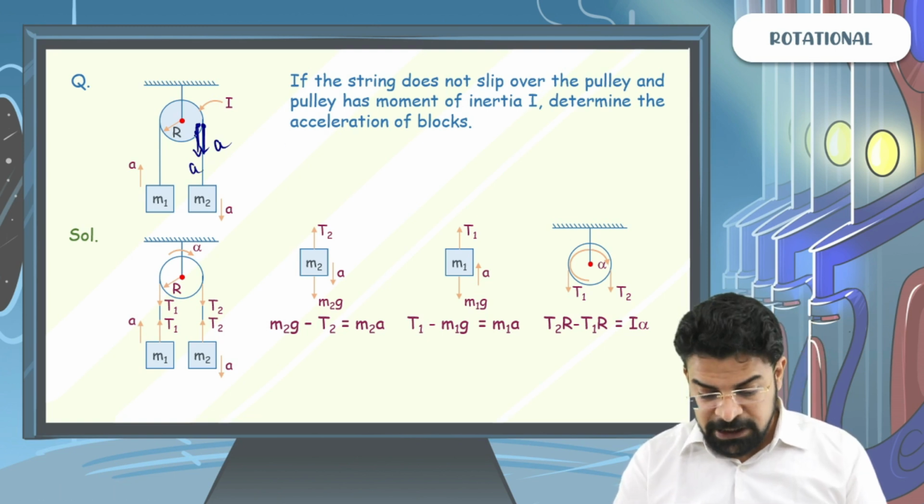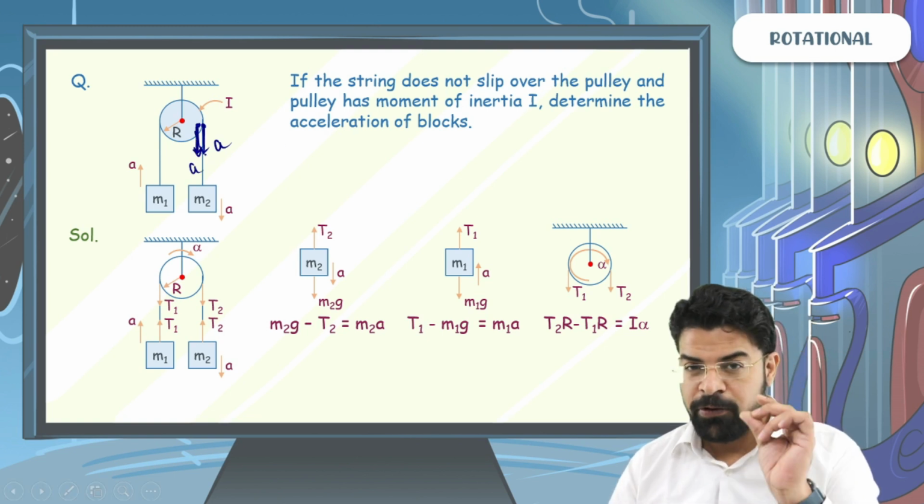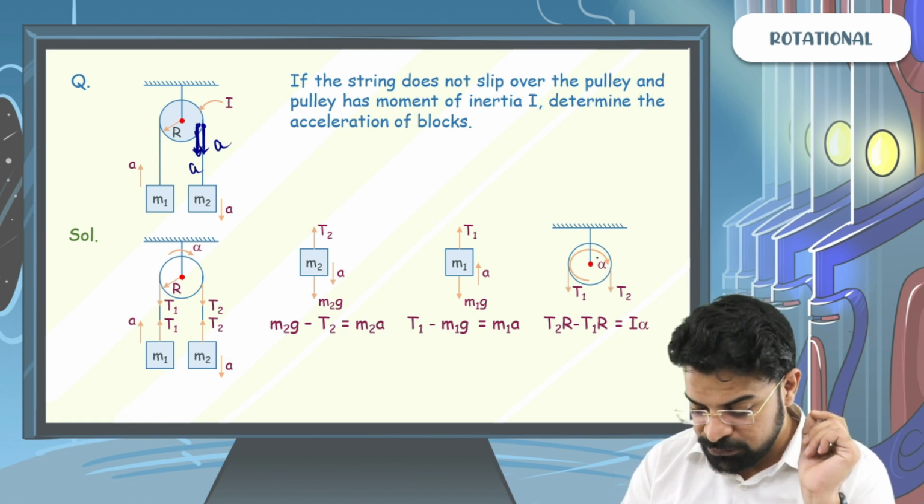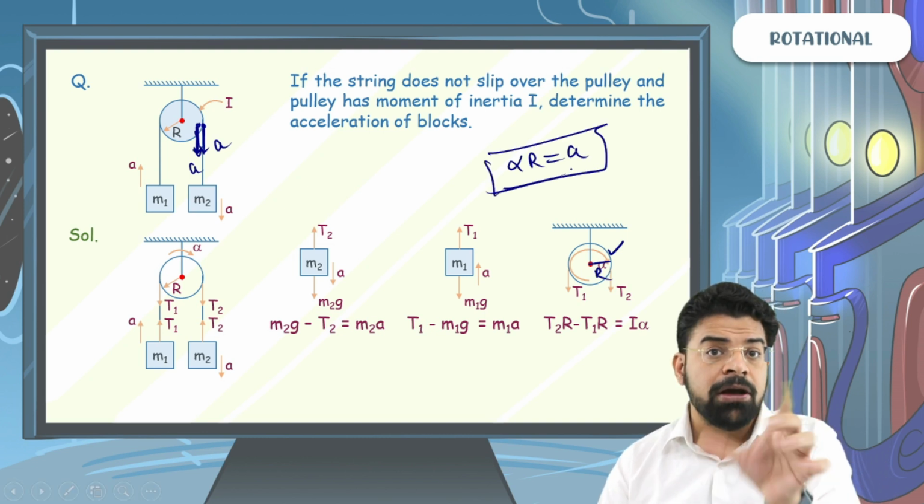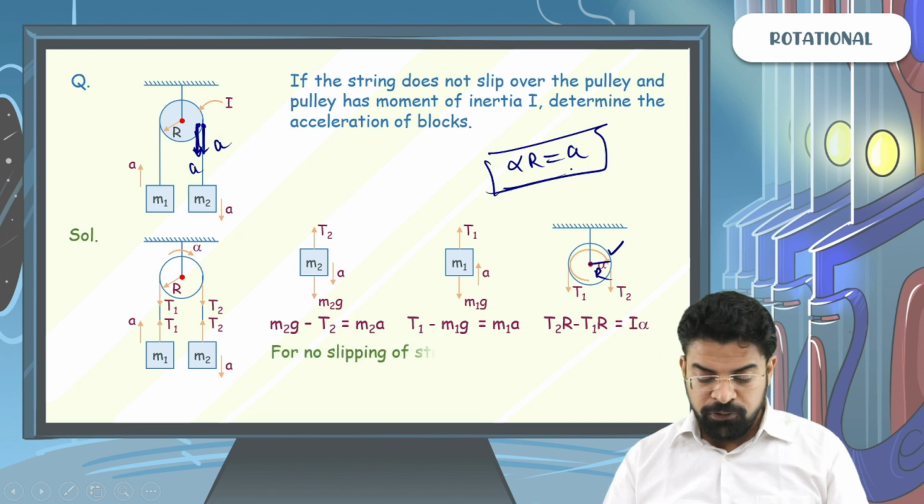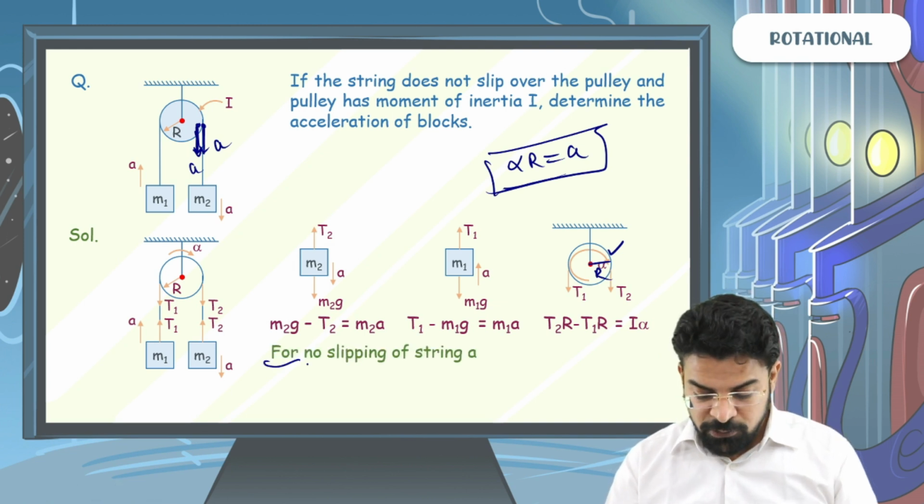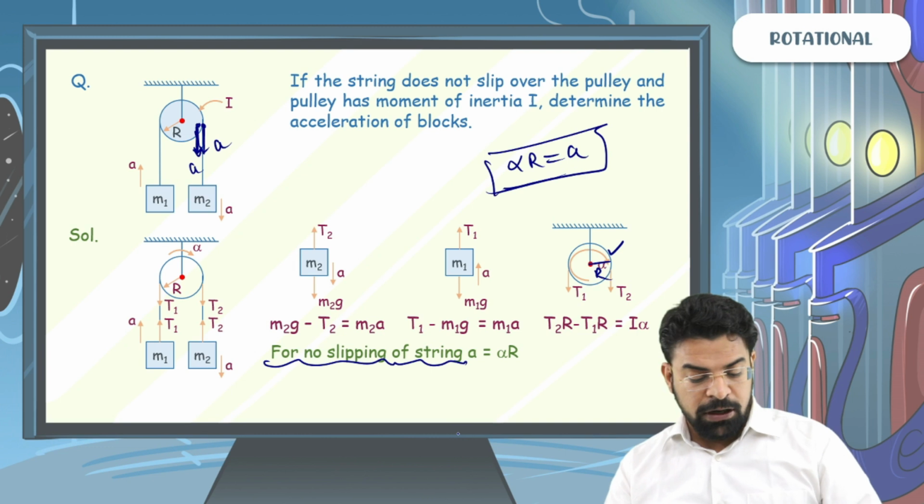So we can say that the tangential acceleration of a point on the periphery of the pulley will be equal to alpha into r. So alpha into r equals a. This is the condition for no slipping of the string on the pulley. So from here you get the fourth equation for no slipping of the string: a equals alpha r.